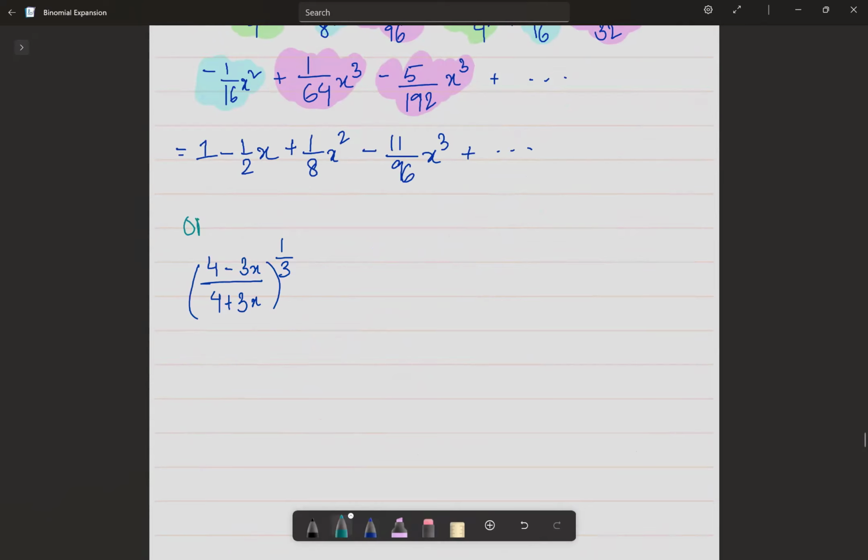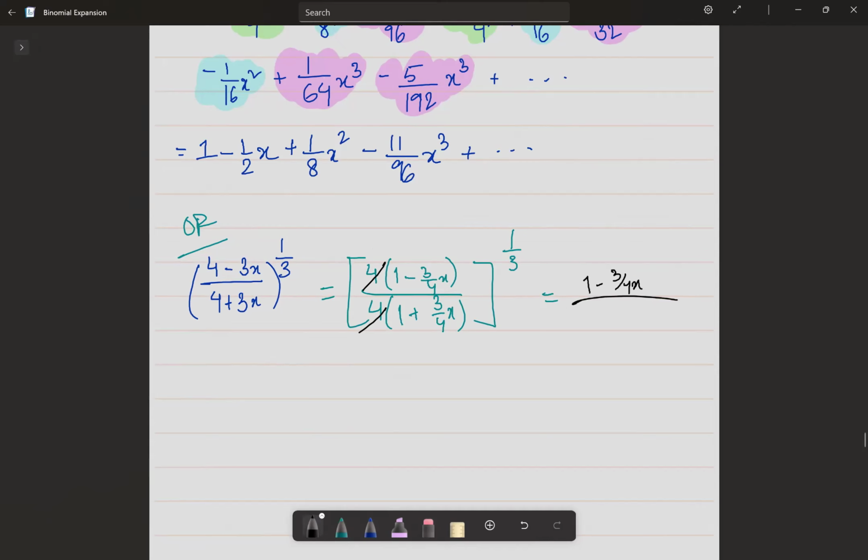In the other method, we take 4 common initially from here. So we simplify inside the bracket first. From the numerator, we take 4 common. So we get 1 by 3 by 4, 1 minus 3 by 4x. And from the denominator, if you take 4 common, what do you get? 1 plus 3 by 4x. Now inside the bracket, you have both 4 in here. So what you can do is you can cancel these 4's out. So you will have 1 minus 3 by 4x and 1 plus 3 by 4x.